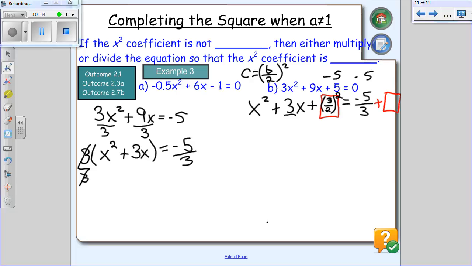Now the reason that works out, and you want to put it to the other side, right? You can't just add something to one side of the equation and not the other. You have to balance out that scale. You can't add that much over here without adding it back over here. So on this side, you also have 3 over 2 squared. Leave it in that form.